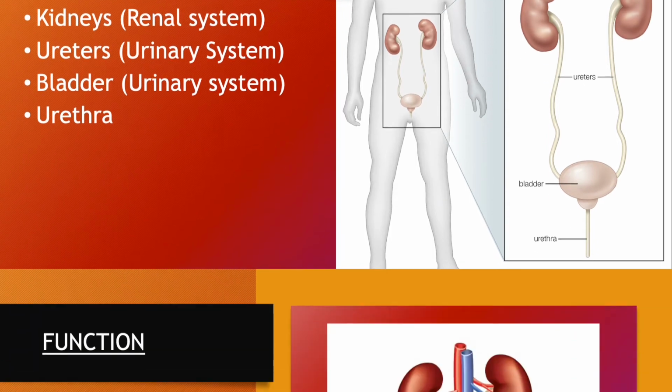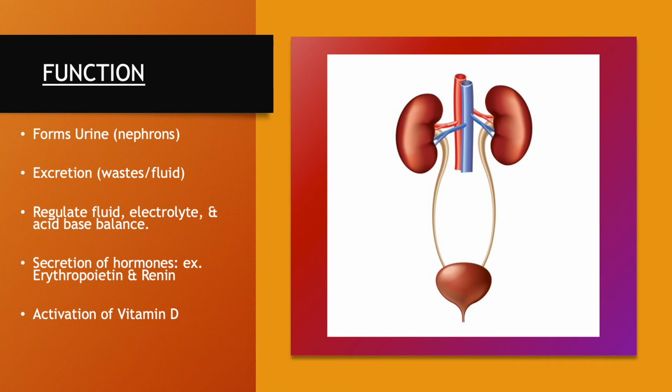micturate. Now, the kidneys serve to form urine, which occurs in the nephrons of the kidneys, and also that of excretion, guys. The kidneys form urine and excrete wastes and fluids. So our kidneys regulate fluids and electrolytes and our acid-base balances as well, that of bicarbonate and acids within the body. Moving along, this is where it gets really cool.